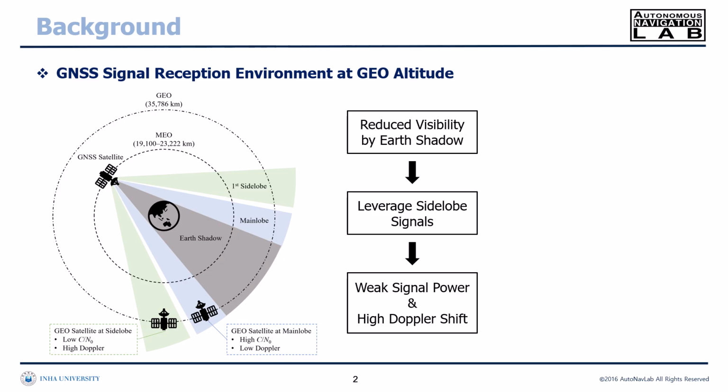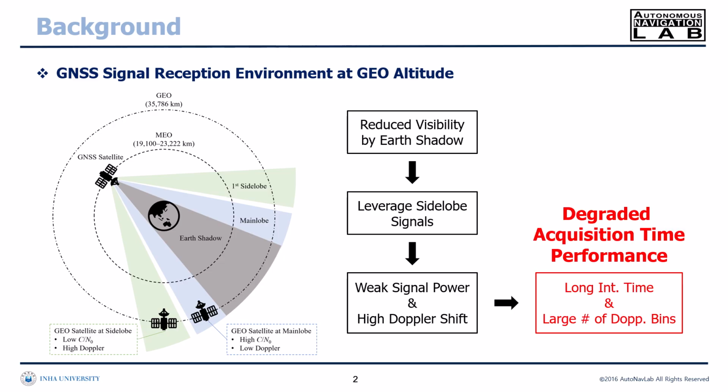Signals located in the sidelobe regions typically exhibit weak signal power and high Doppler shifts. Therefore, longer integration times and a wider Doppler search range are required to acquire these signals. These factors negatively impact acquisition time, highlighting the need for detailed analysis and further research in this area.